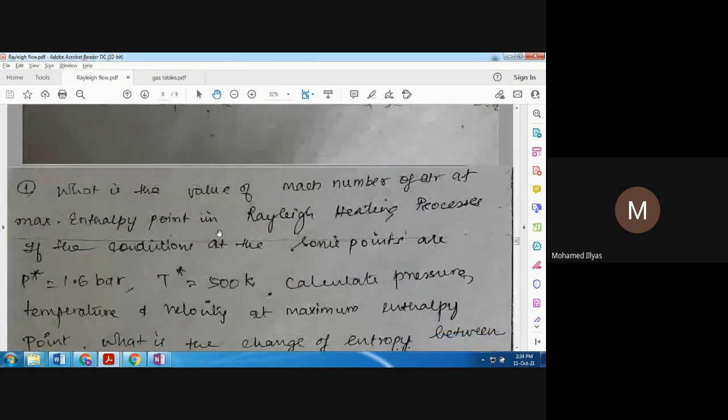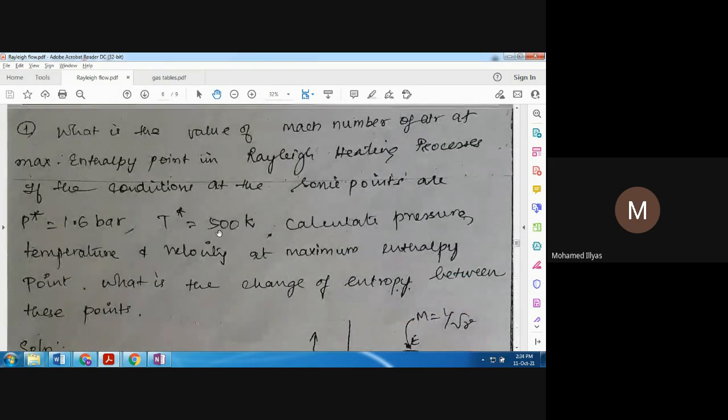The next problem. What is the value of Mach number of air at maximum enthalpy point in Rayleigh heating process if the conditions at the sonic points are P star equal to 1.6 bar and T star equal to 500 Kelvin? Calculate the pressure, temperature and velocity at maximum enthalpy point. What is the change of entropy between these points?